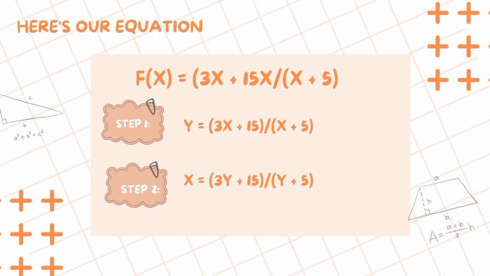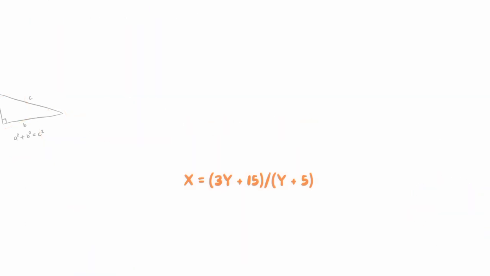f(x) equals 3x plus 15 over x plus 5. All we need to do is follow step 1. We write the function as y. y equals 3x plus 15 over x plus 5. And then, in our step 2, swap x and y to get x equals 3y plus 15 over y plus 5.